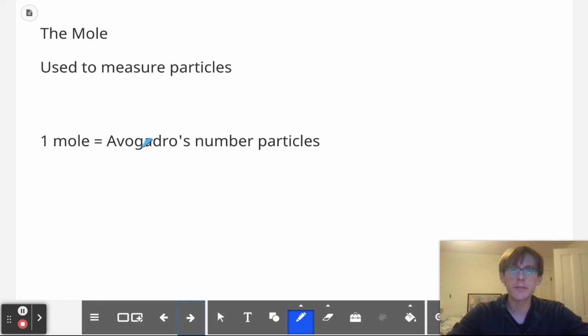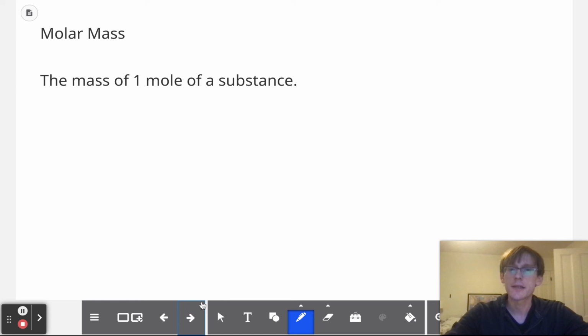The mole is going to be Avogadro's number of particles, whether those particles are atoms or molecules or whatever. For the purposes of this unit right now, we're just going to look at atoms. So a mole is Avogadro's number of atoms. And molar mass is going to be whatever the mass is of 1 mole of a substance.